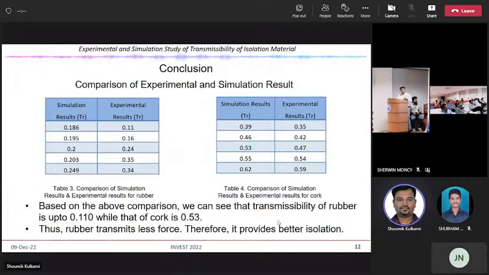We cannot account for friction wherever it occurs, which is neglected in the simulation result. So that's why it is very difficult to match experimental results and simulation results exactly, but we are getting values near around each other. We can see that the transmissibility of rubber is 0.11 and of cork is 0.53. So rubber, as we all know, will transmit less force. So that's all. Thank you.